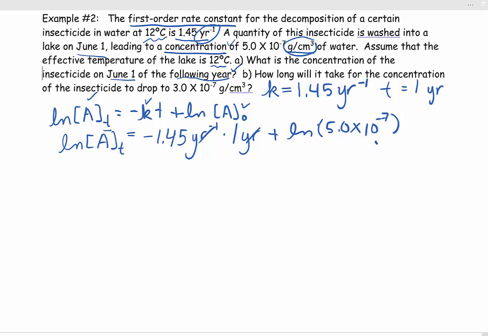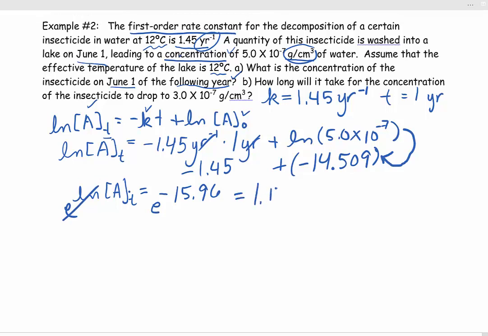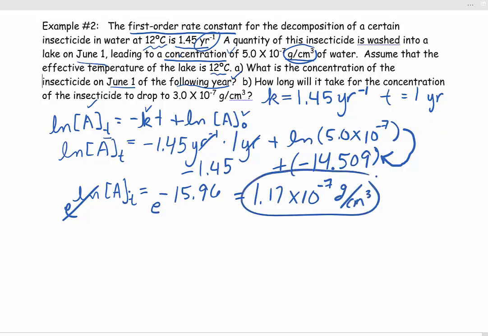So let's go ahead and do the math. If we take the natural log of 5.0 times 10 to the minus 7th, that gives us minus 14.509. And then we just take e to the x on both sides, take the inverse of the natural log, and that gives us 1.17 times 10 to the minus 7th grams per centimeter cubed. And so notice now, of course, our concentration has dropped. It's gone from 5 down to 1.17.